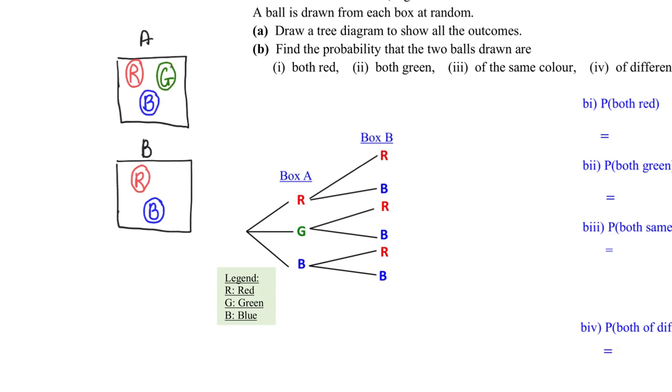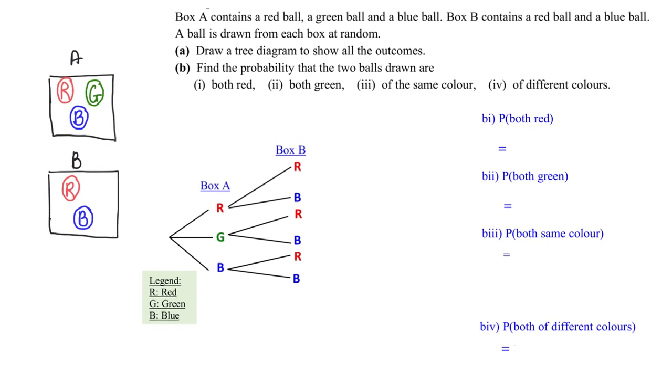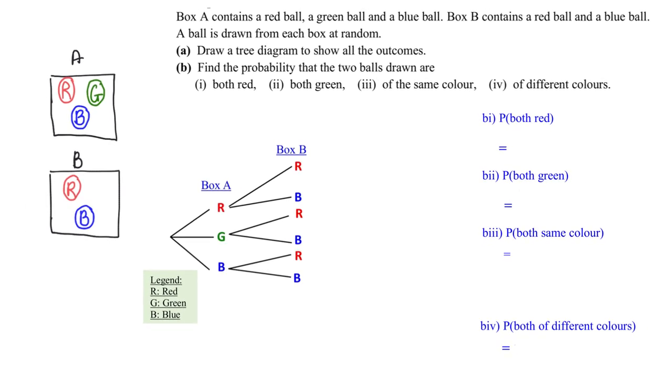Okay, and I'm going to translate it to a tree diagram here, where there are three possible outcomes when I draw a ball from box A. It's either red, green or blue. As for box B, there's either a red or a blue ball. So meaning this particular outcome means that the first ball is red, the second ball is red as well.